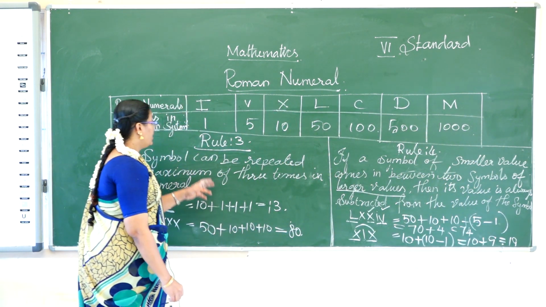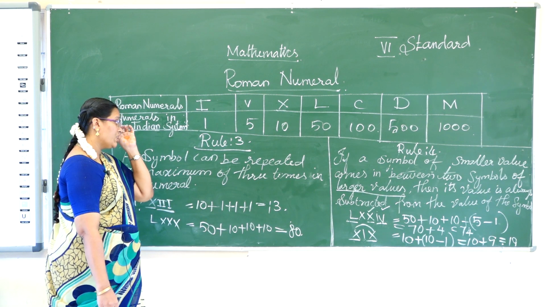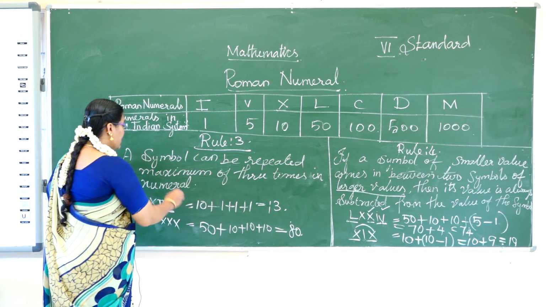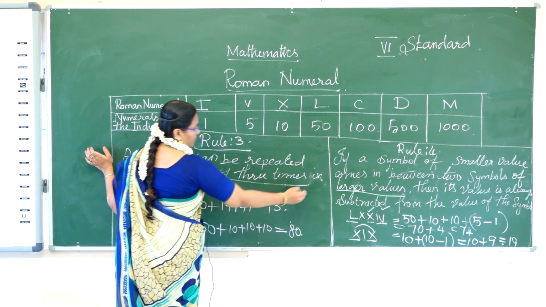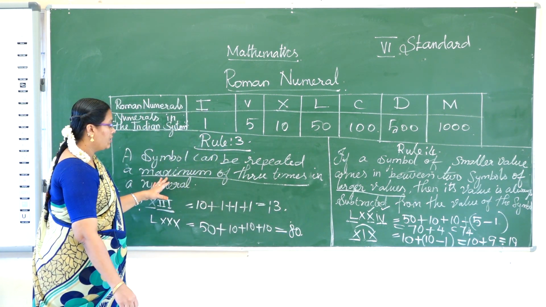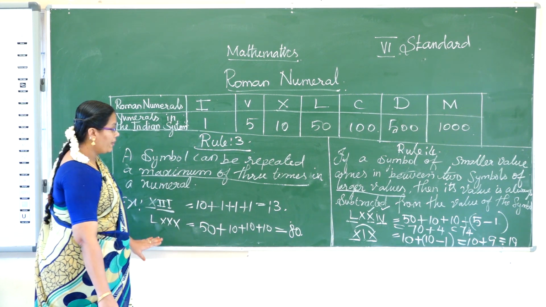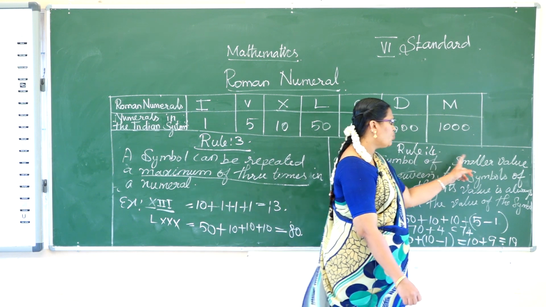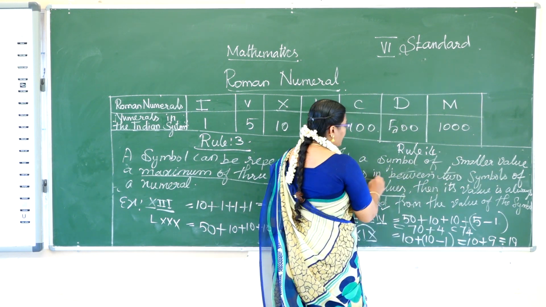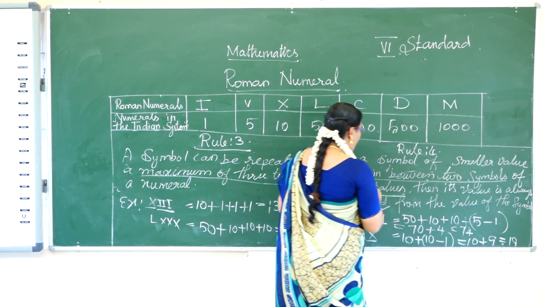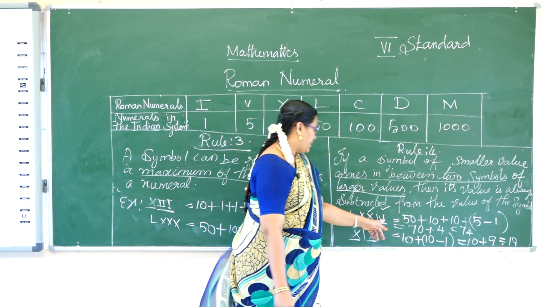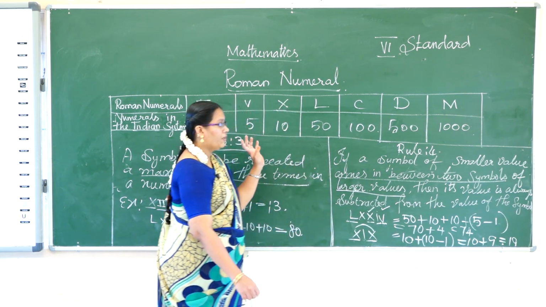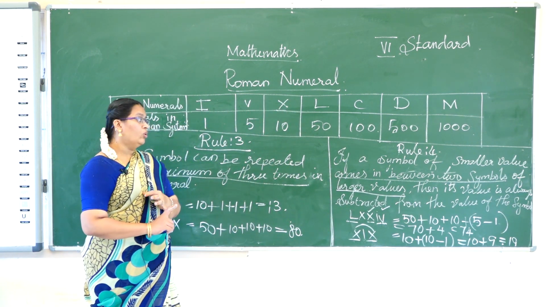Okay. I hope you understand rule number 3 and 4. What is rule number 3? A symbol can be repeated a maximum of 3 times. Maximum of 3 times is accepted in Roman numerals. And then rule number 4, the smaller value comes in between 2 symbols of larger value. So at that time it is subtracted from the value of the symbol. Okay, I hope you all understand rules 1 to 4.